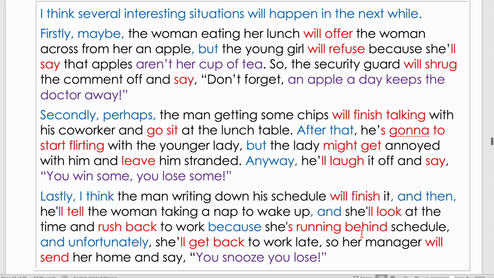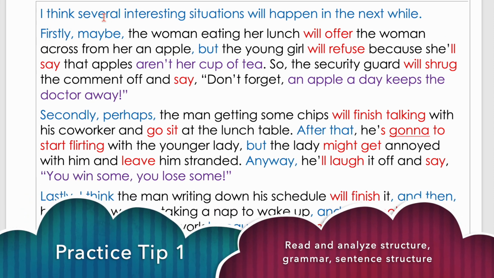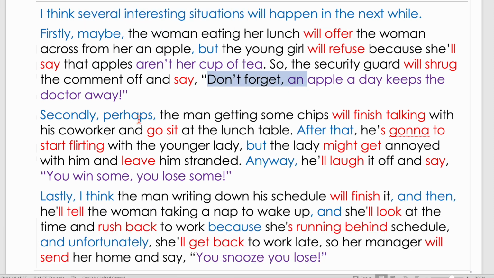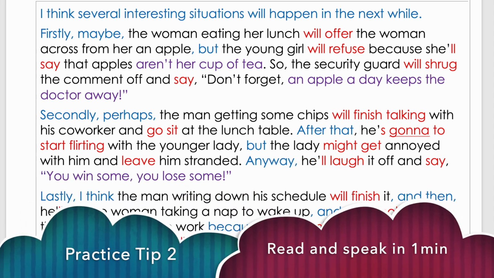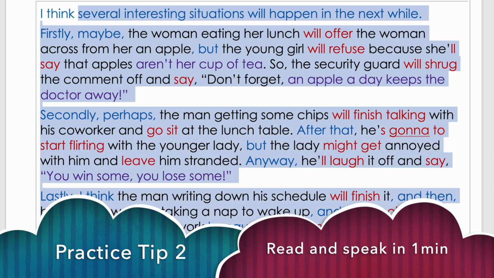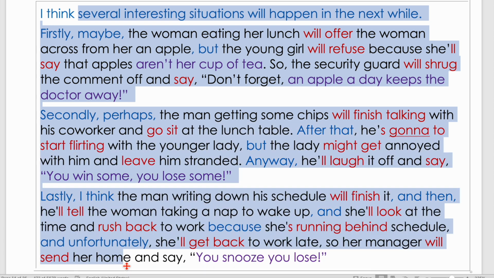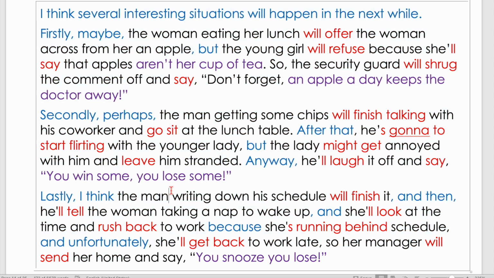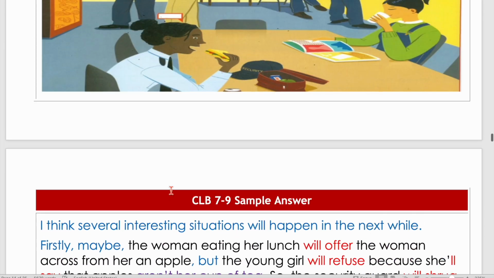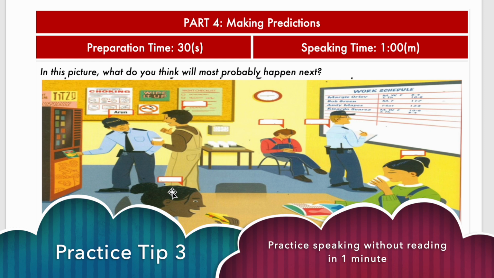So to practice, everyone, let's remember to practice reading it and analyzing the structure, the grammar, the language. Very good to analyze and see how sentences are constructed. Then, secondly, let's try to read this answer and practice reading it in 1 minute. The more that you practice it, the more the fluency you will build, and you'll build more flow and intonation. Very good to practice reading it in 1 minute. And then, lastly, can you say that answer by yourself in 1 minute?